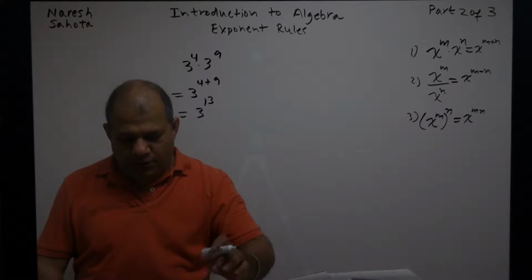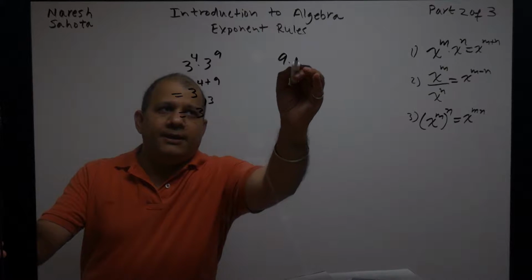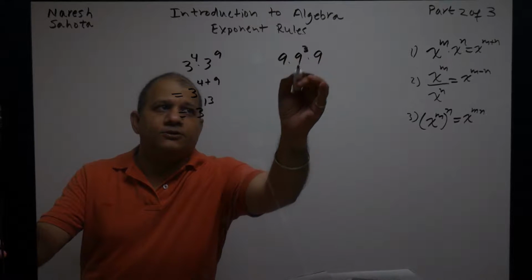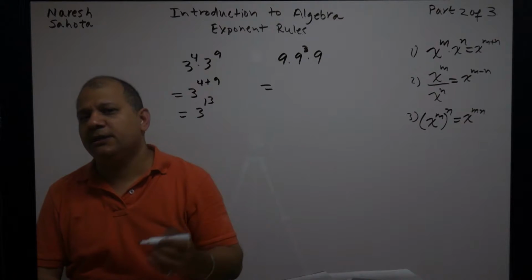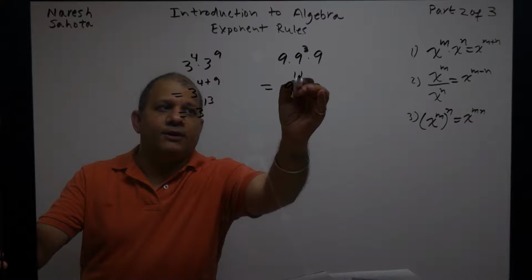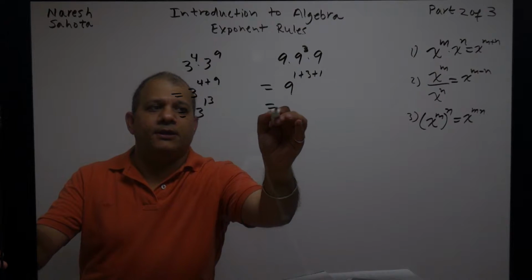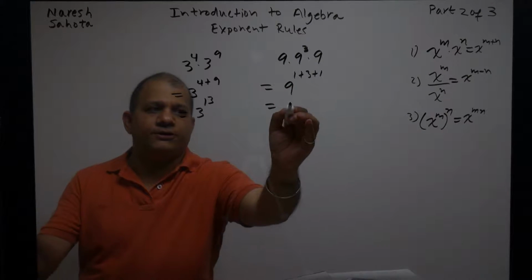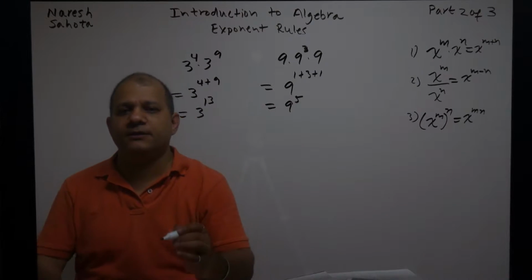Okay. Now what about 9 times 9 to the 3 times 9? Again, do we have the same base? Yes, we do. So we can add the exponents. This will be 9 to the 1 plus 3 plus 1. Remember, these 9s have an exponent of 1. So 1 plus 3 is 4 plus 1 is 5. So this is 9 to the 5.